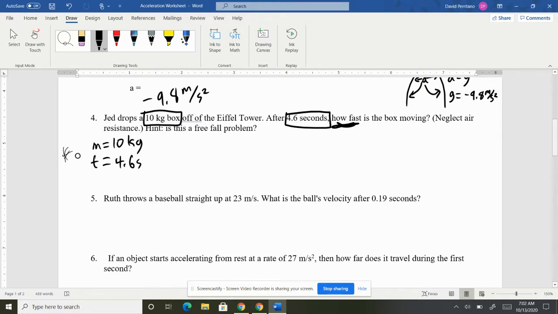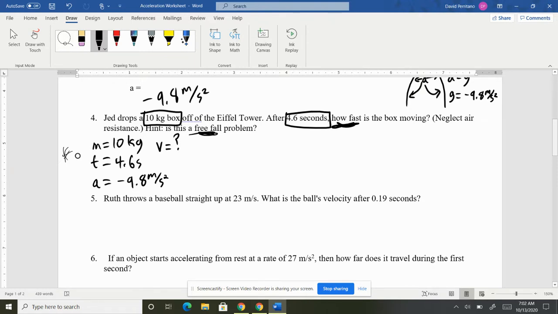Now, the question was, is this a free fall problem? Was the hint. Anytime you determine something is free fall like this, you should automatically go and write that acceleration is negative 9.8 meters per second squared. That's another given. Now, what's it being asked for? How fast? Is that time? Acceleration? No. We're being asked to find velocity.